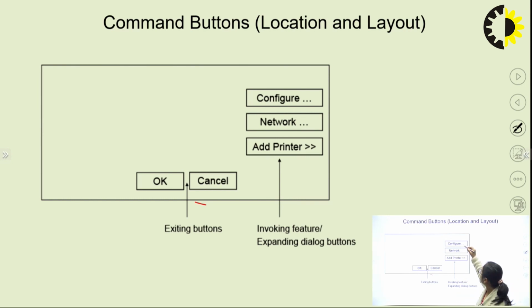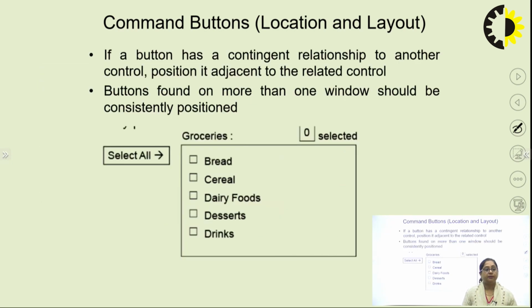And these are the invoking features for expanding a dialog box. The ellipses, the 3 dots, indicate that when you click, another dialog box will appear. Similarly Network, and similarly Add Printer: a dialog box appears in which you select your printer. So these are the invoking features for expanding a dialog. You can label with 3 dots or with a triangular arrow. In coming slides we will discuss this in detail.